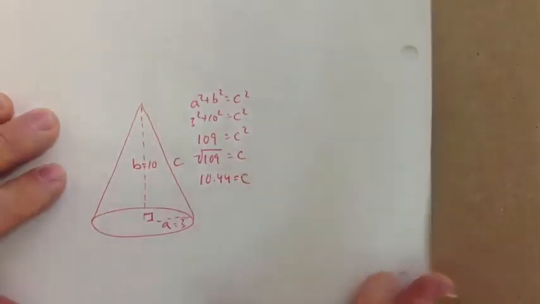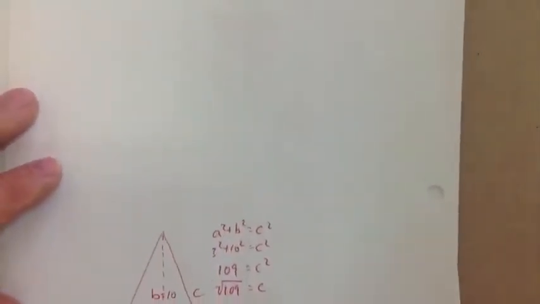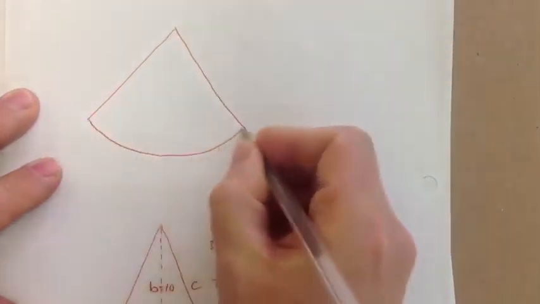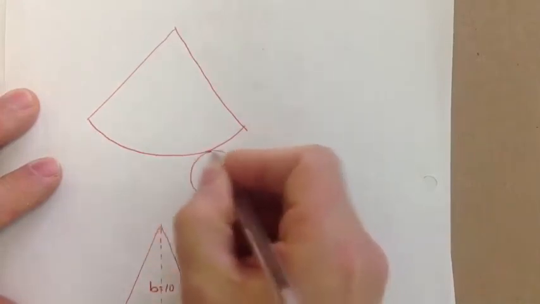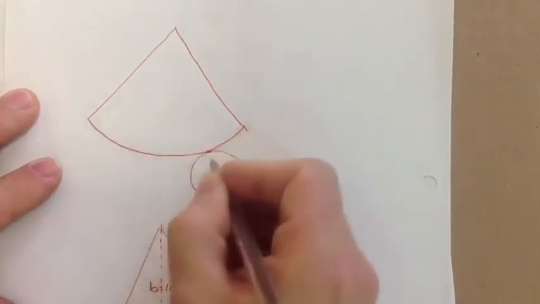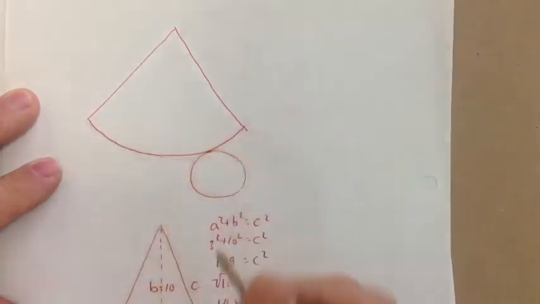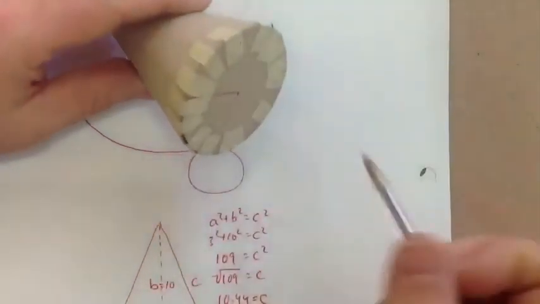Okay, we also agree that when we unfold this thing, we get a shape that looks like a sector. Okay, so you get a nice sector that looks something like this, and then you have the circular base. Now the circumference of the circular base is equal to the arc length of that sector. Okay, we know that they are the same. All right, the reason we know they're the same is we can see it on the cone.